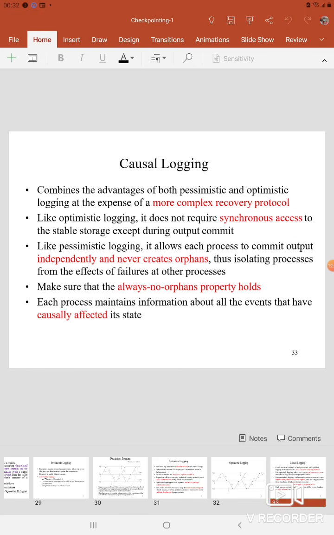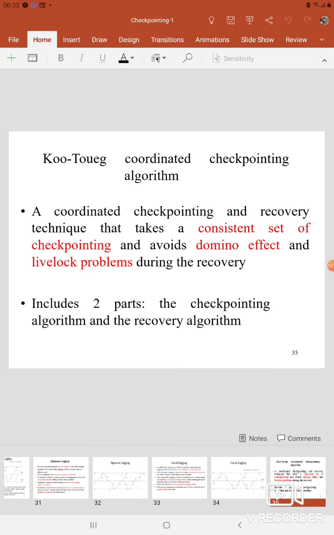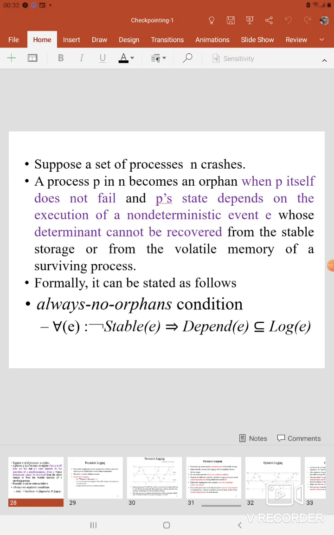Why it is called causal logging is that each process maintains the information about the events that have causally affected its state. So that's why it's called causal logging. So this is an example for causal logging. So what are all the events that are causally affected because of this failure? They are all logged in the stable storage. Once the failure comes, from the logging we can recover to the most recent checkpoint. Okay. So that's about the log based recovery protocol.